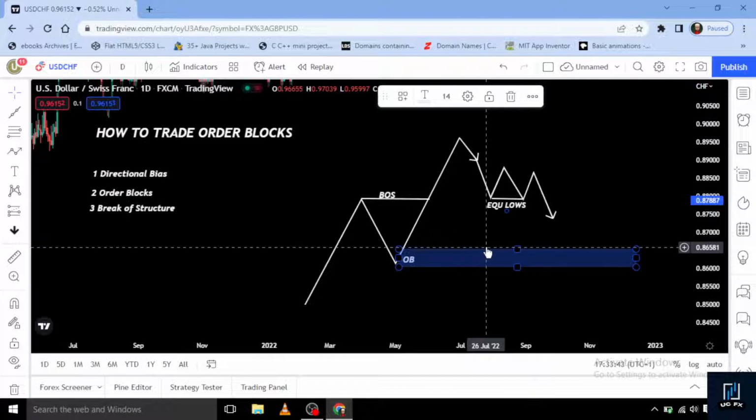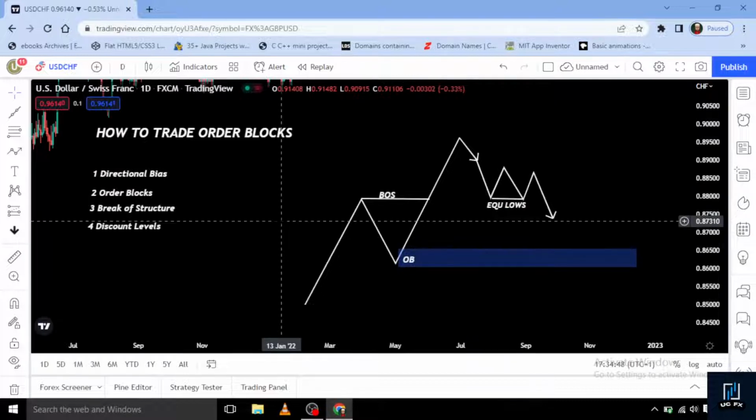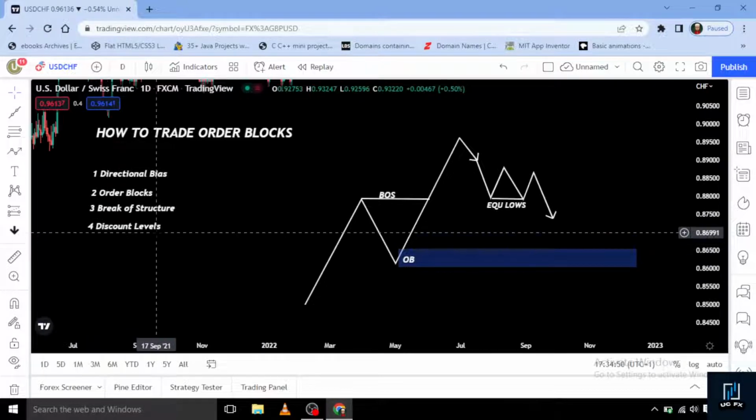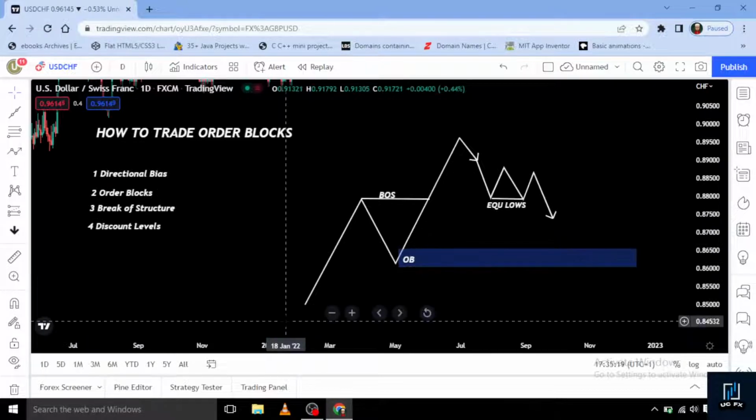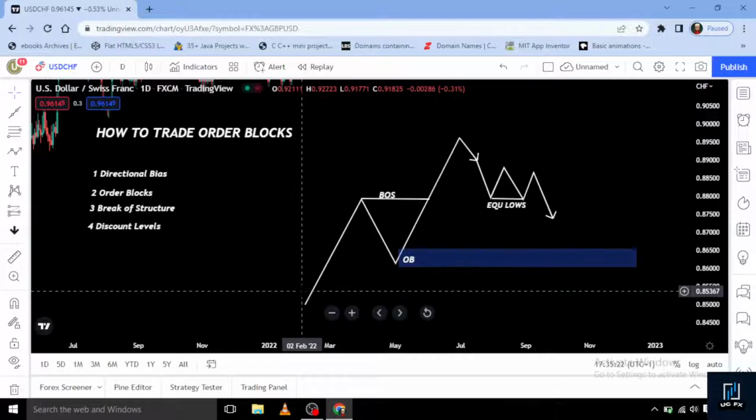So the next step is discount levels. You need to sell or buy at discount levels because that's where smart money sells or buys from. This applies as well in real life. We enjoy buying things at discount prices. So you need to make sure price is at discount levels.